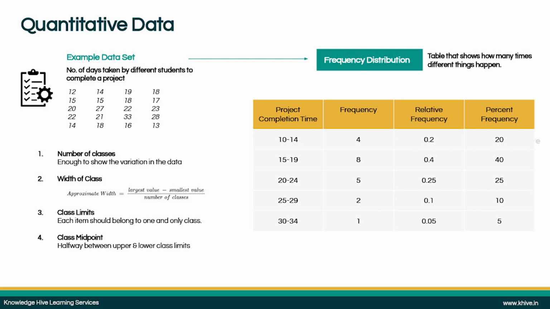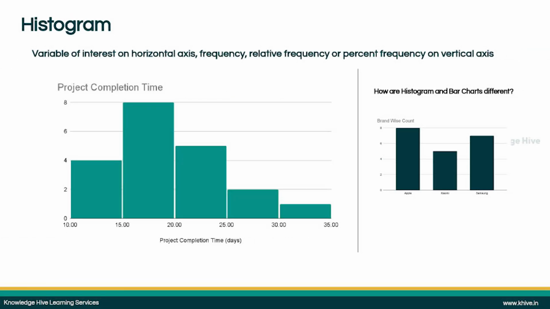Now, the primary graph for showing the distribution of quantitative data using these classes is the histogram. Okay, so the variable, like completion time, goes on the horizontal axis, and the frequency or percentage goes on the vertical axis, like a bar chart.